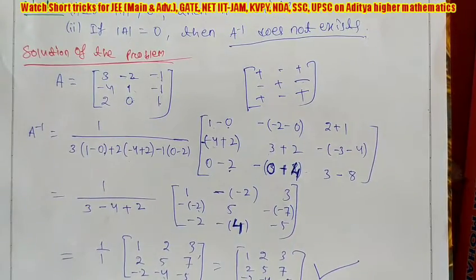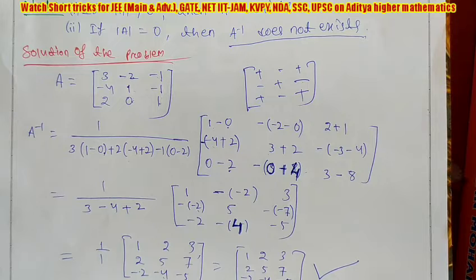So I told here two types of methods. One is the option elimination method and the other is the direct method or shortcut method.